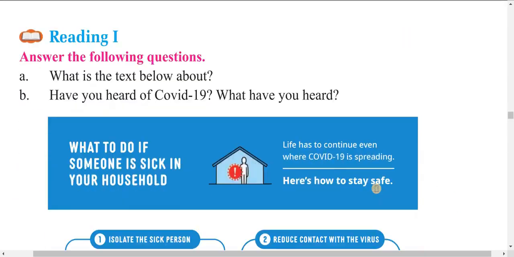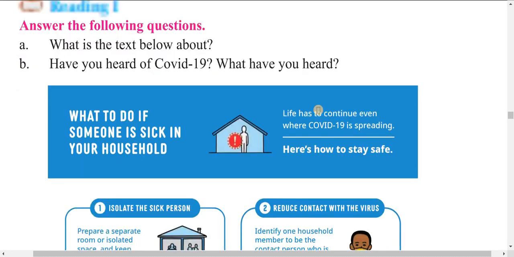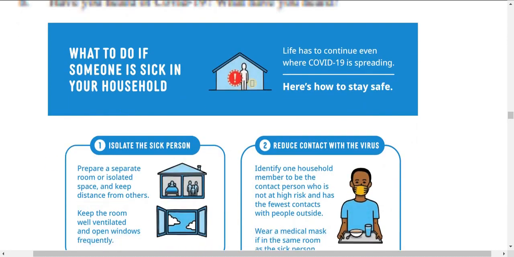Now next, reading 1. Answer the following questions. What is the text below about? What have you heard of COVID-19? The text is about COVID-19. I think we all have heard about COVID-19, and we know that it was a pandemic, and it is transmitted from one person to another. We will know more about COVID-19 and the safety measures.